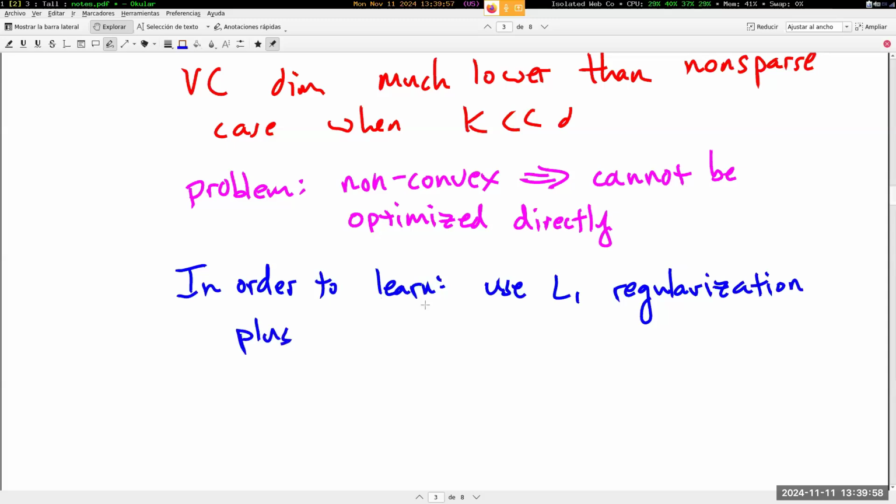In order to learn in this hypothesis class, use L1 regularization plus the standard perceptron hypothesis class, or half spaces hypothesis class. And the key thing about L1 regularization is that L1 regularization induces sparsity.